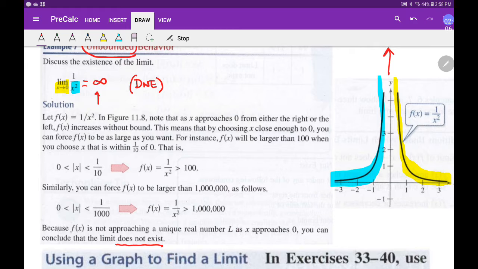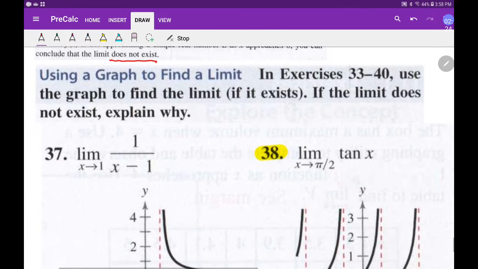So, let's see, in the figure, I suppose we should try to figure out what they're saying. This means that choosing x close enough to zero, you can force x to be as large as you want. Okay, fine. It's getting bigger and bigger. That's what the graph says. This seems unnecessary, using a graph to find the limit.